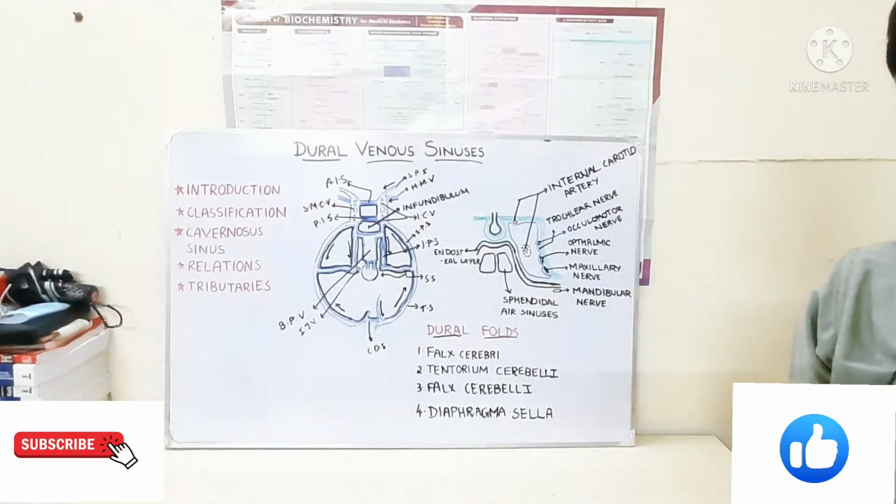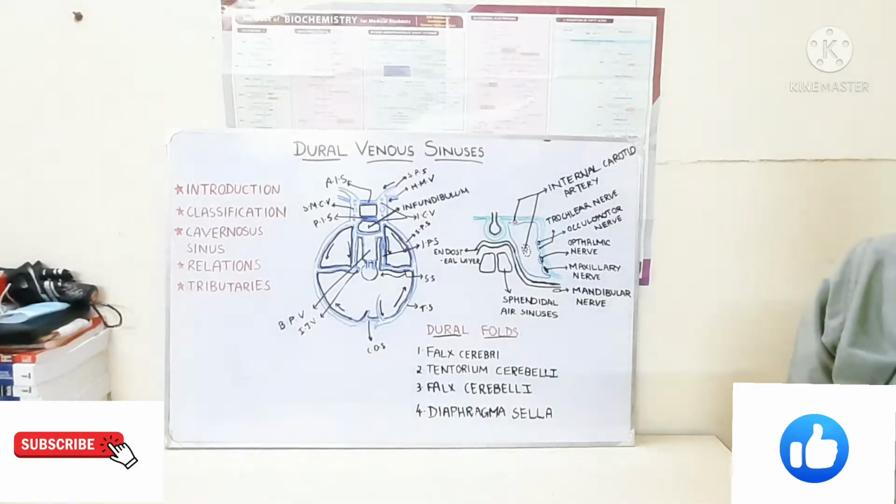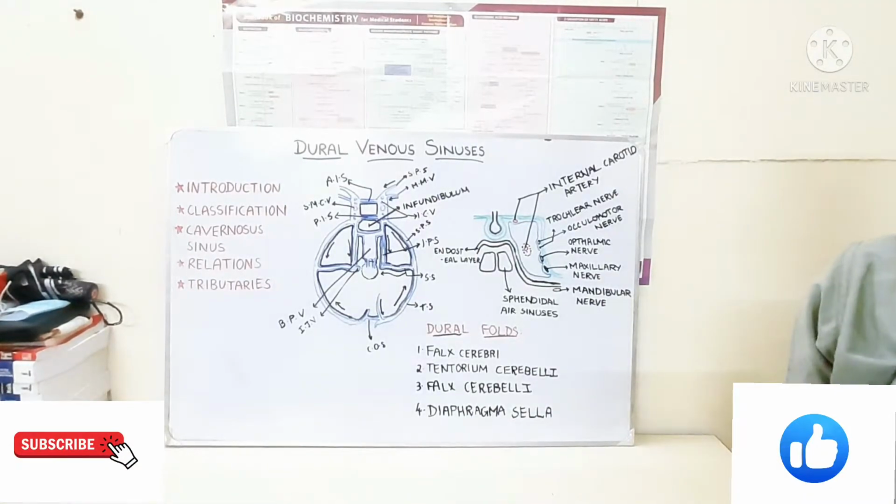The endosteal dura mater and the meningeal dura mater are fused with each other everywhere except where there are cranial venous sinuses. So they are not fused when there is a cranial venous sinus in between them.